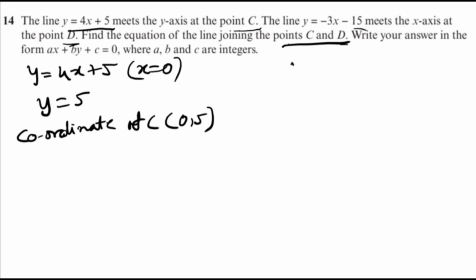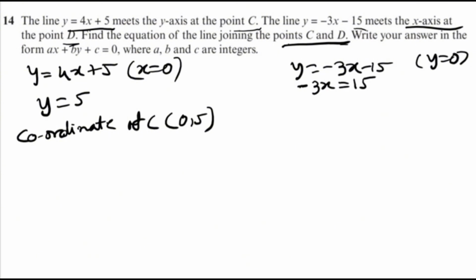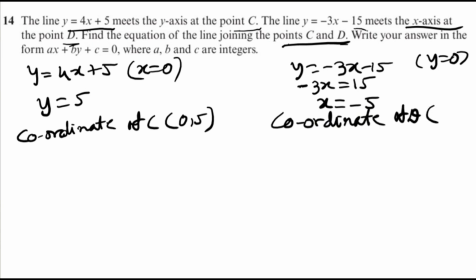Now another line equation, y is equal to minus 3x minus 15. Now here, this meets the x-axis at point D. That means our y is equal to 0. So that means minus 3x is equal to 15. So x we will get minus 5. So the coordinate of D point is (minus 5, 0). Right? So these are the coordinates of point C and these are the coordinates of point D.